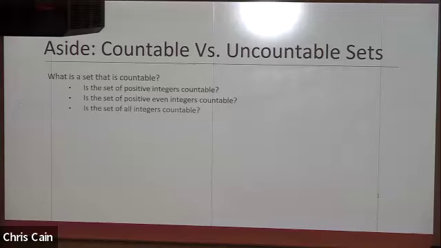Let's go back to that first example, the set of all integers. Now this is positive and negative. Is this countable?